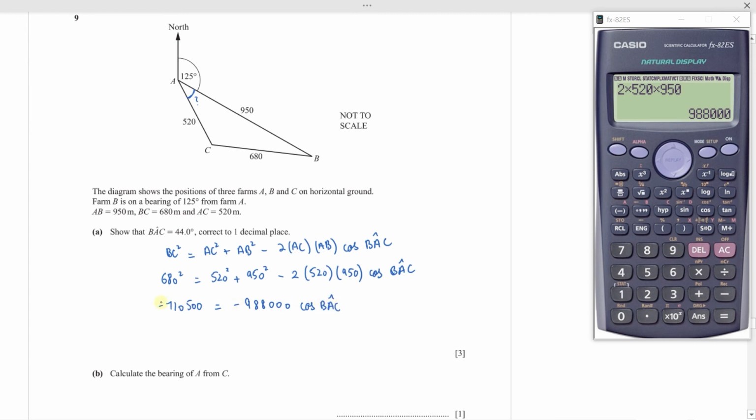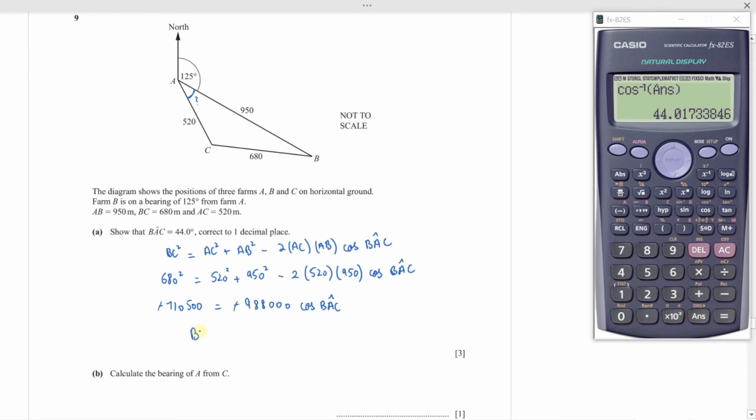So this minus and minus cancel out. So if I take this to this side, it will be divided in the denominator. So I will have 710500 divided by 988000. And then if I take the cos inverse of this, because I have cos BAC, so I will take cos inverse of this to get my angle BAC.